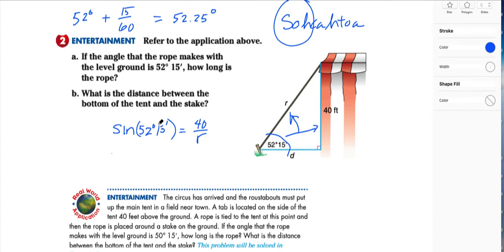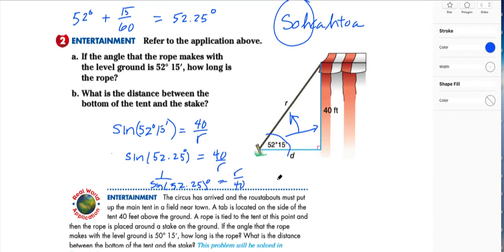Okay, so we're going to put that here instead. So sine of 52.25 degrees, and then we want to solve for r. And to solve for r, there's a lot of ways to do it. Multiply r over here, then do this. Basically, whenever I have something that I want to solve for that's in the denominator, I'm going to take the reciprocal of both sides. So now this is going to be 1 over the sine of this angle, and that's going to be equal to r over 40. Totally legit.